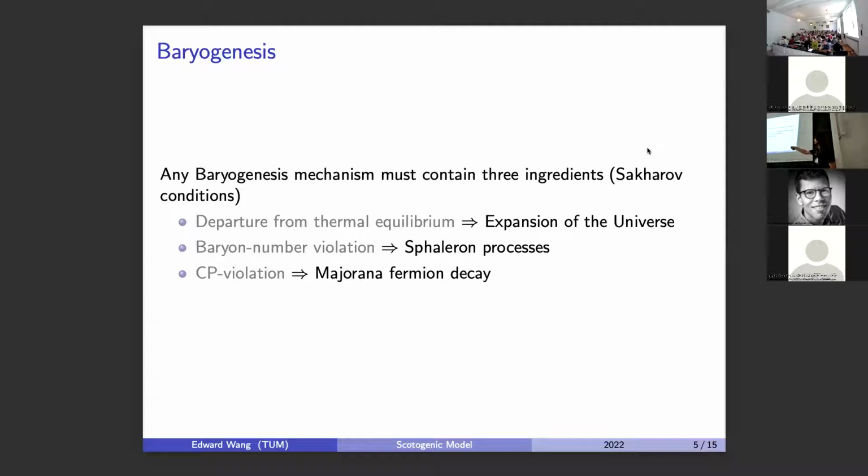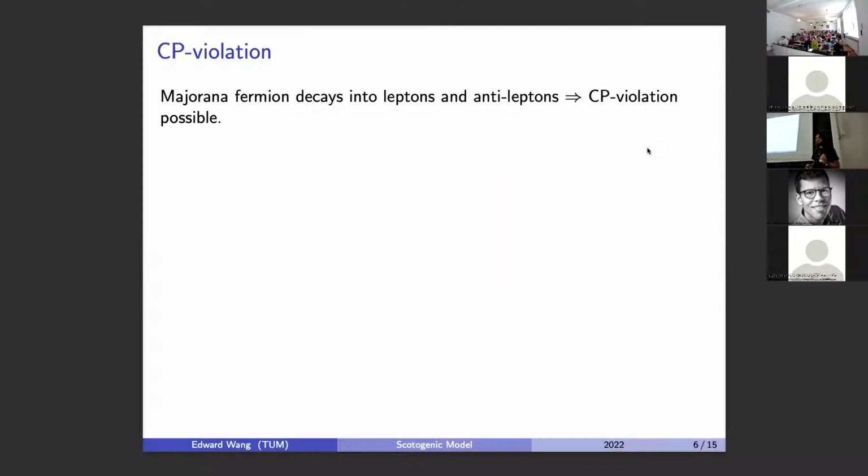So now let's look at these decays in a bit more detail. As you could see from the interaction Lagrangian, the Majorana fermion couples both to leptons and to anti-leptons, so it can decay, and it has both decay channels. And in principle, CP violation is possible if the Majorana fermion had a preferred decay channel into either leptons or into anti-leptons.